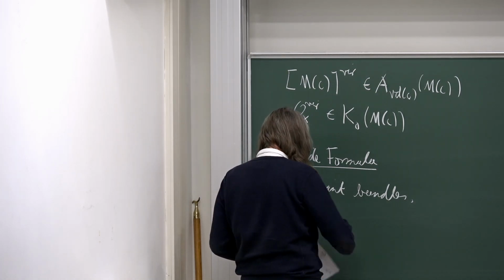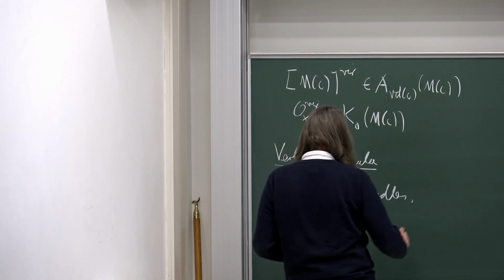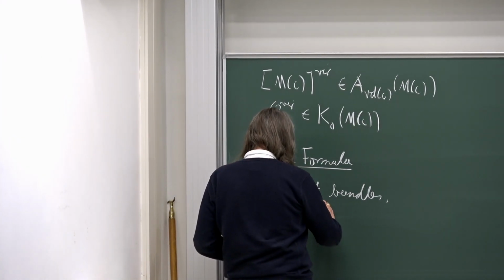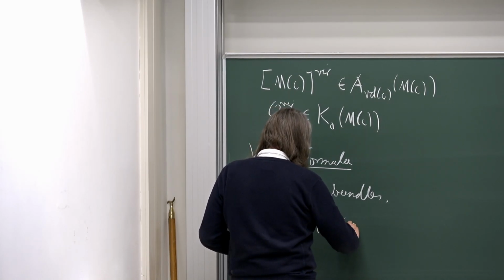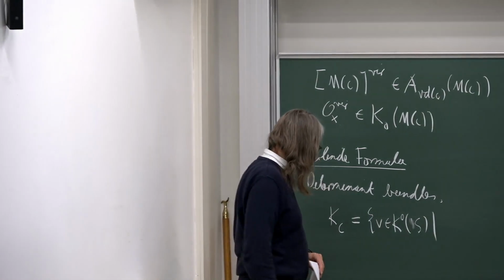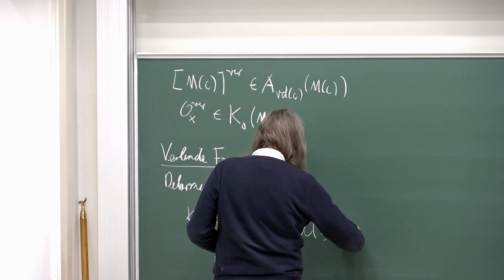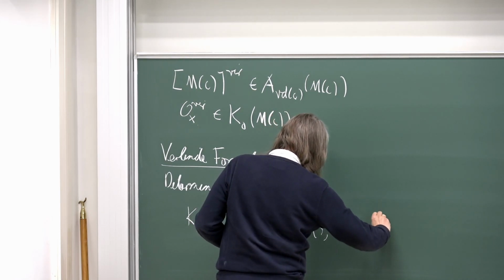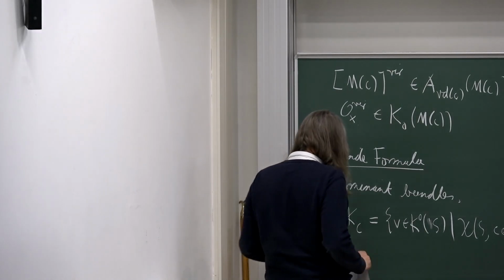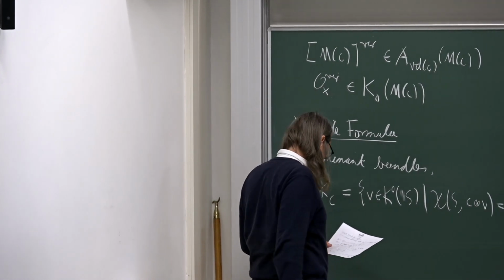So I write KC. C was our class here in the Grothendieck group. KC is equal to the elements in the Grothendieck group of S which are orthogonal to C, namely the holomorphic Euler characteristic on S of C tensor B is equal to 0. And as we had also seen in earlier talks, I think on Tuesday, in such a situation one can define a corresponding determinant line bundle.